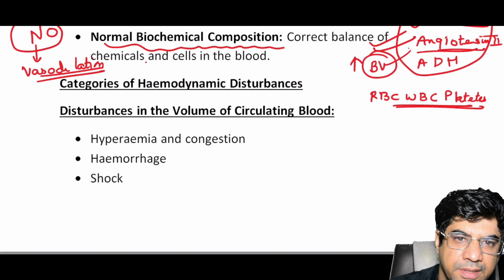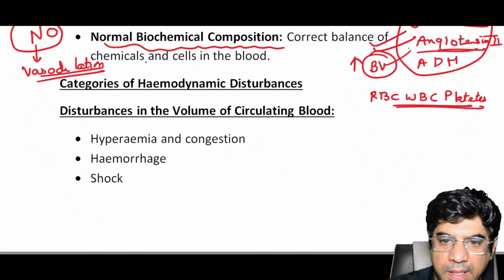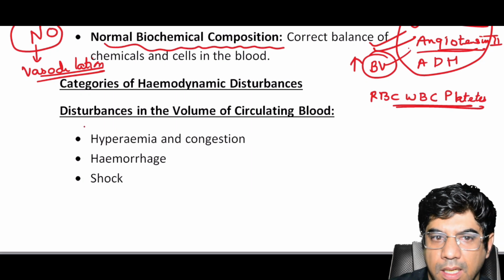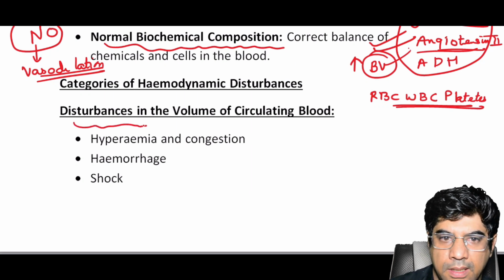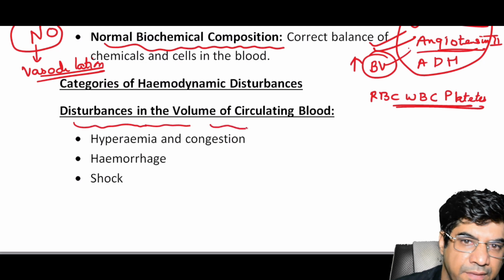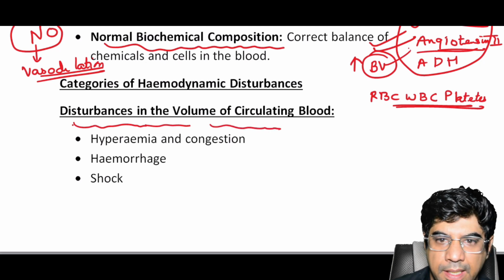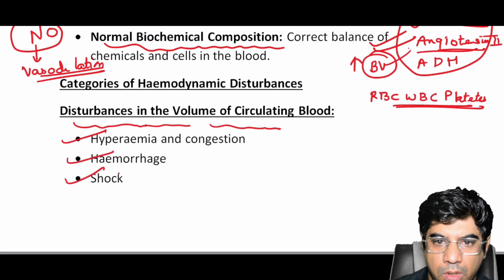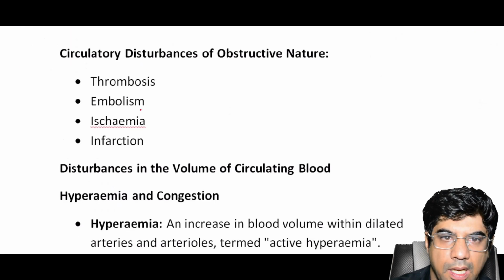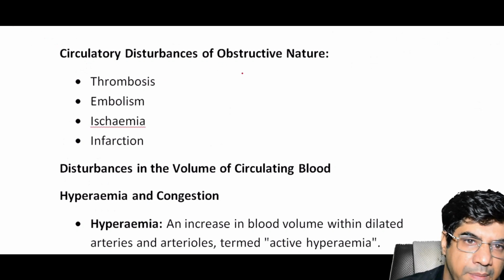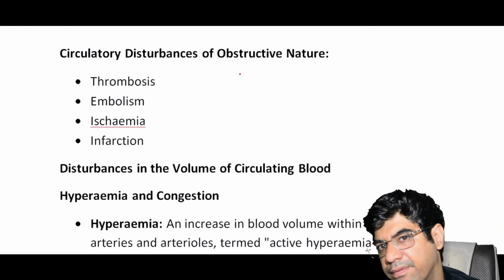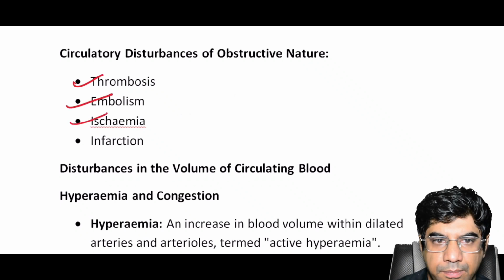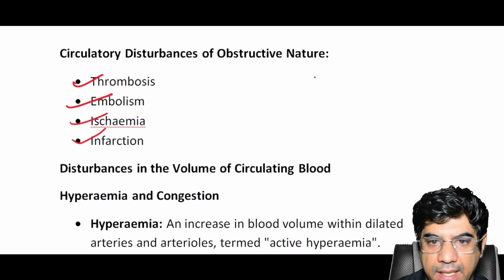Now we categorize the hemodynamic disturbances. There are disturbances in the volume of the circulating blood. They are hyperemia, hemorrhage, and shock, and disturbances of obstructive nature. They are thrombosis, embolism, ischemia, and infarction.